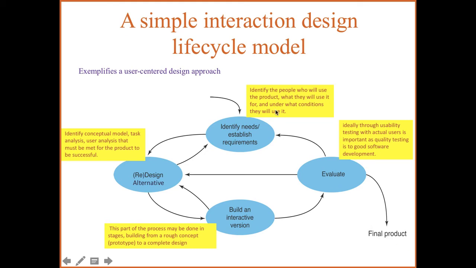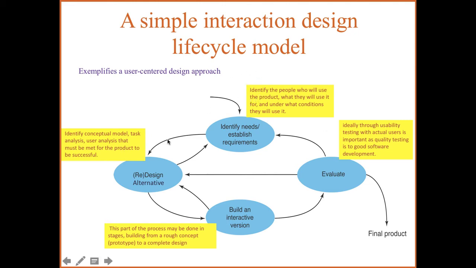Okay, so if you're looking into the yellow box, it shows the explanation of every stage. Number 1, identify the people who will use the product, what they will use it for, and under what conditions they will use it. Okay, what are the activities involved in the first stage? It might involve activities like your survey, interview, or maybe observation, things like that. So that will be involved in the first stage.